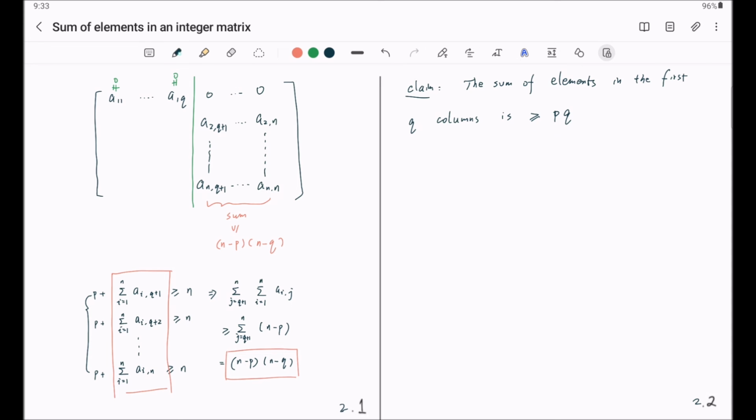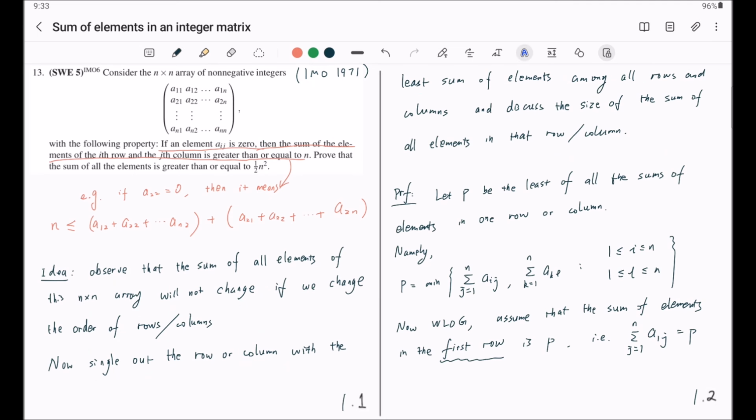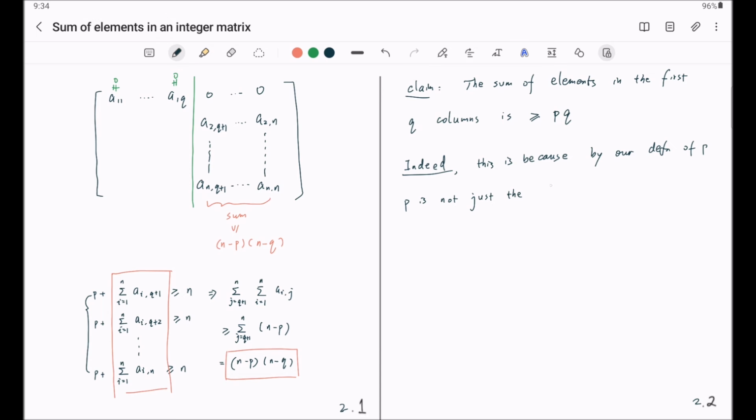Indeed, this is because by our definition of P, remember this P is not just the list of sum of elements in rows, but also list of sums of columns. So P is the list of all those 2n things. Maybe "off" is a bad word. Let me change it to "among". Maybe this is better.